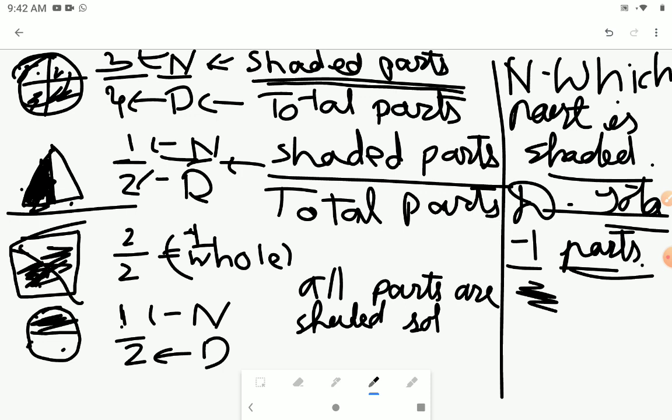So we will write one whole. Like this we are doing it. If all the total parts are shaded, we write one whole.